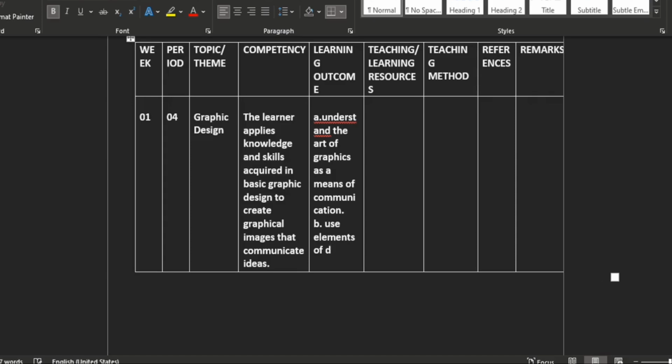Yeah. So we are on B. We are on learning outcomes, which is the B part: the learner should use the elements of design.